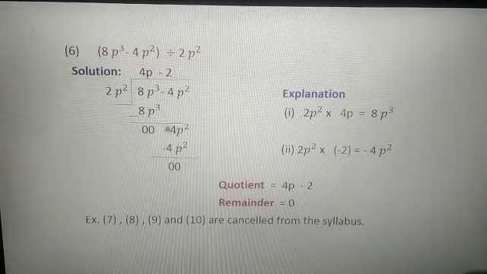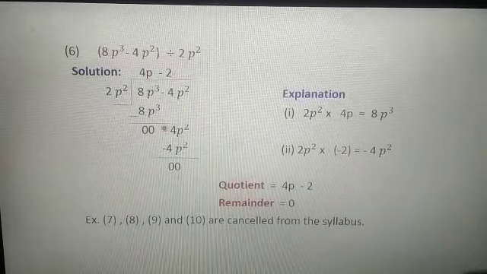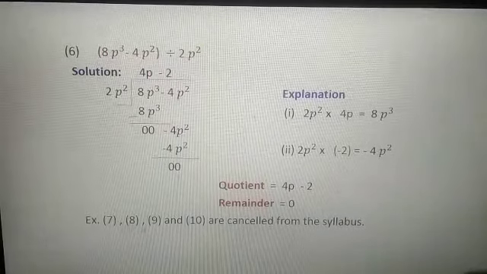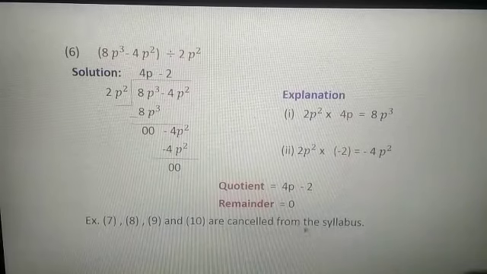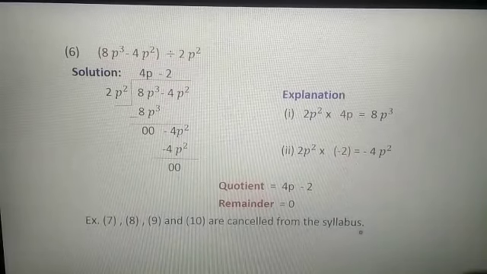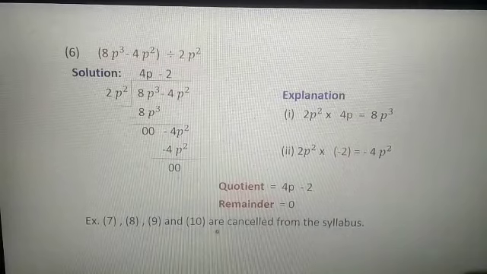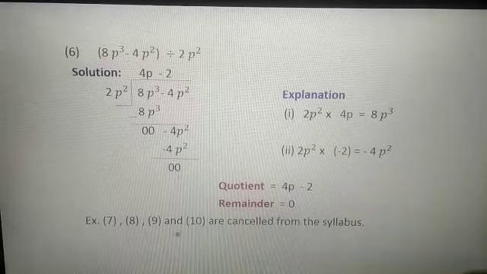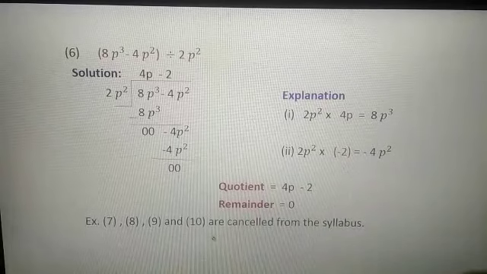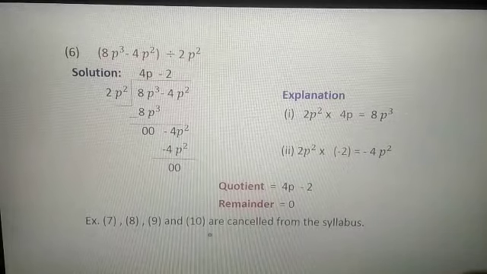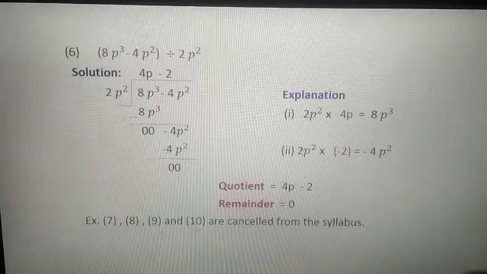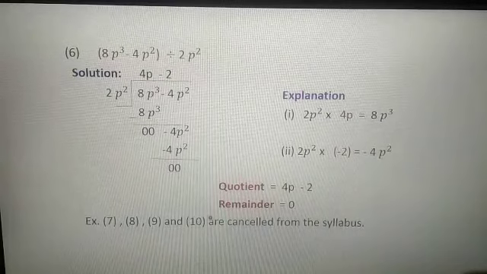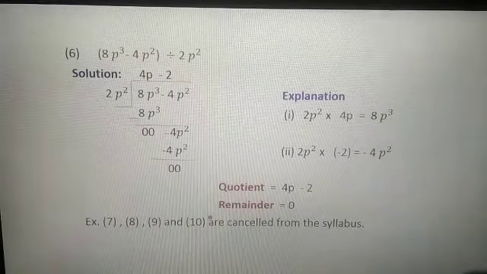Now children, in this exercise practice set 10.1, examples 7, 8, 9 and 10 are cancelled from the syllabus. These four sums are not in the syllabus this year. This will not come in the exam also. So these are not in the syllabus, but we have solved them for your convenience, and we will solve them in the copy also. Okay, so till then we will see those sums in the next slide. Okay.